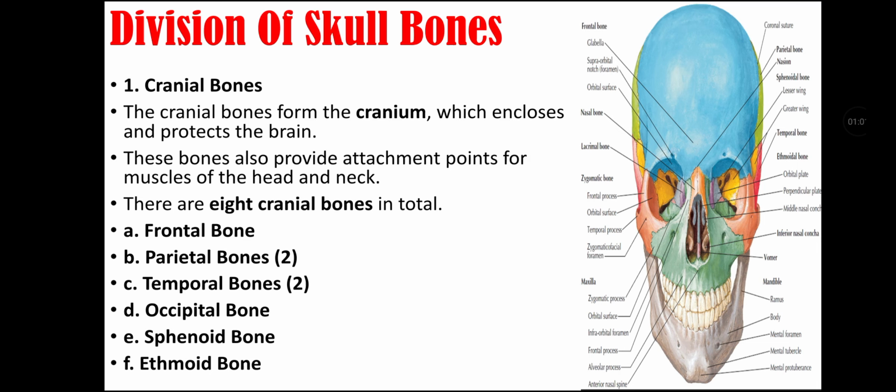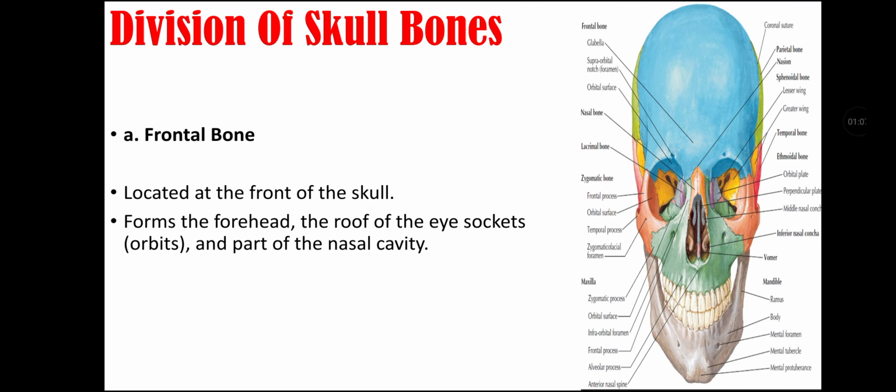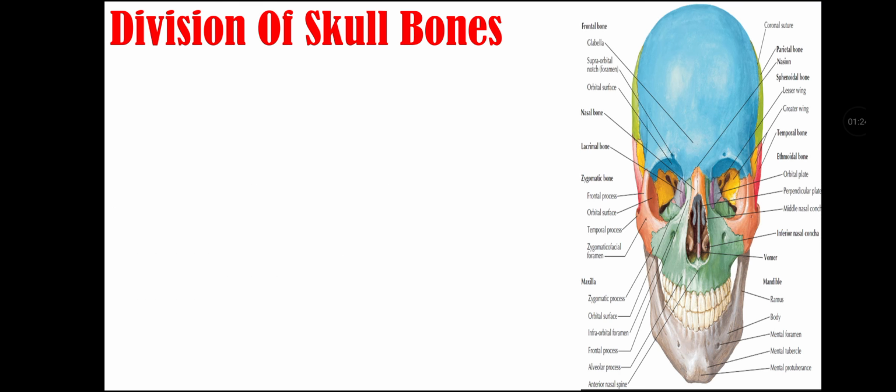Now let's talk about these bones one by one. So first is frontal bone. It is located at the front of skull and that's why it is called frontal bone as you can see in the diagram. It forms the forehead, the roof of eye sockets and parts of nasal cavity. It contains the frontal sinuses, which are air-filled cavities that help reduce the weight of skull and resonate the voice.